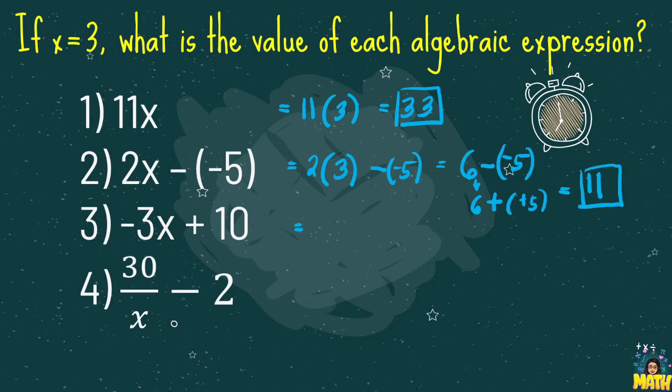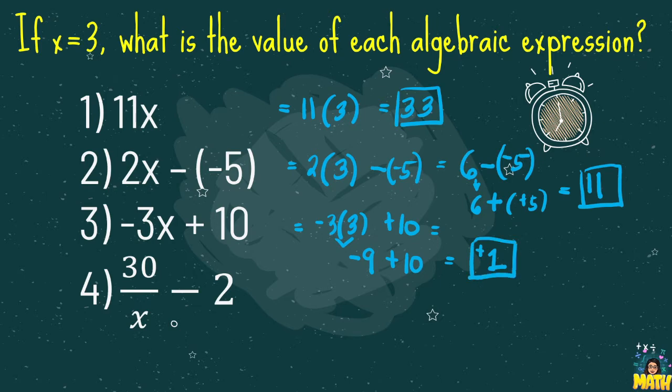Number 3, negative 3 times x plus 10. We need to multiply negative 3 to x, which has a value of 3, plus 10. Negative 3 times 3, that is negative 9, because they have different signs, and then add it to 10. So since we have different signed numbers, we can subtract their absolute values and copy the sign of the higher one. So this one is positive 1.